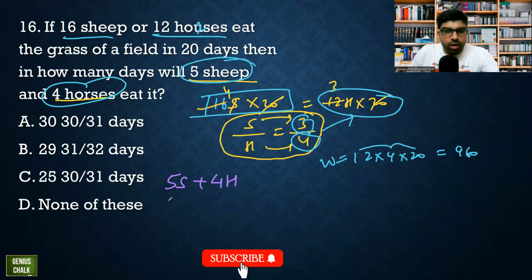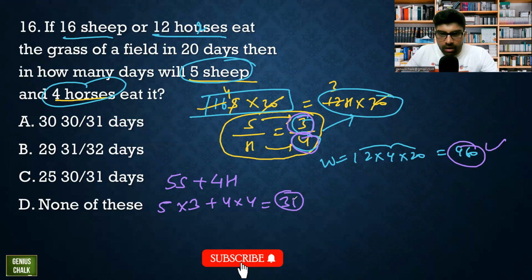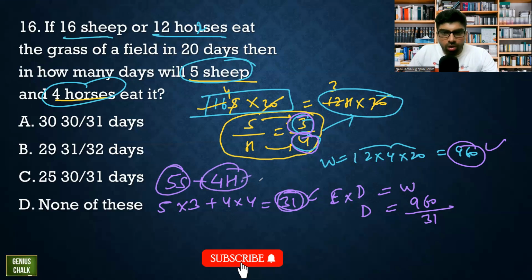1 sheep is having efficiency of 3, so 5 sheep will be 15. 1 horse has efficiency of 4, so 4 will be 16. So 15 plus 16, 31. Now this is the total work and it should be done by efficiency 31. So efficiency into days equals total work. Days are asked, so it is 960 by 31. This is the efficiency of 5 sheep and 4 horses, right? So just solve it. 31 3s are 93, so 30 will be left. So 30 by 31. Option A has to be my answer.